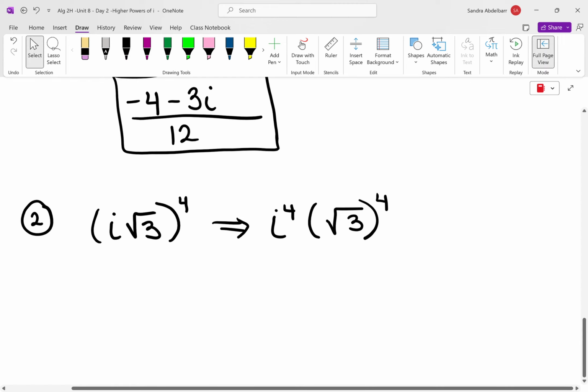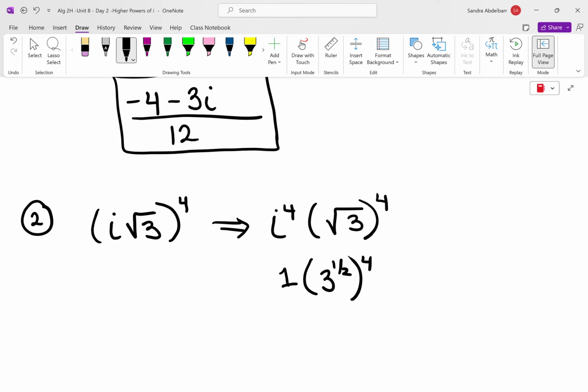Well, we should have this memorized. What's i to the 4th power? 1. And then, isn't this 3 to the half raised to the 4th? Right? So we can multiply power to a power, so we end up with 3 to the 2nd, which is 9.